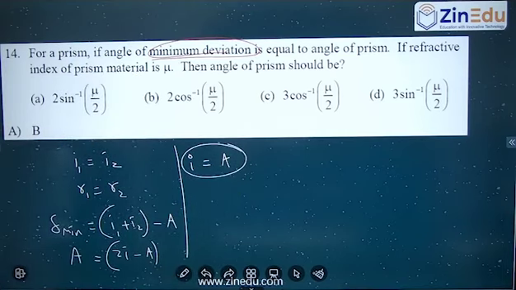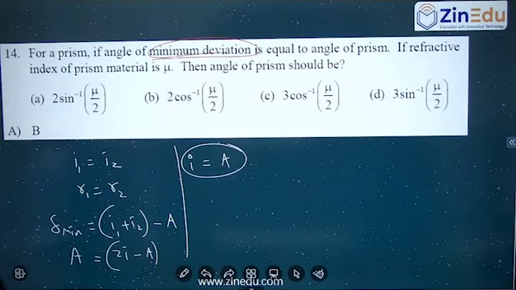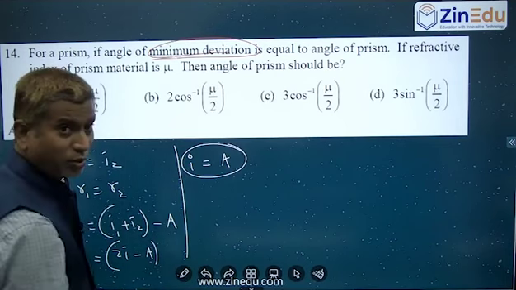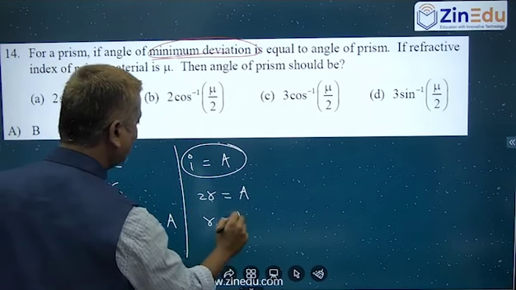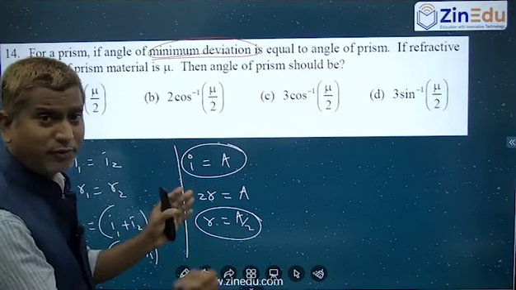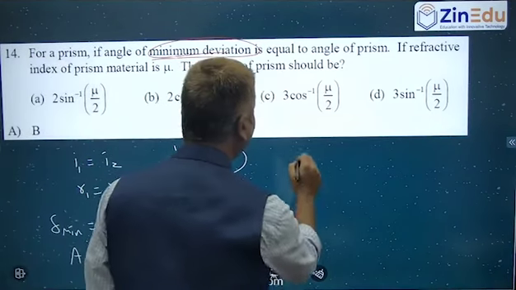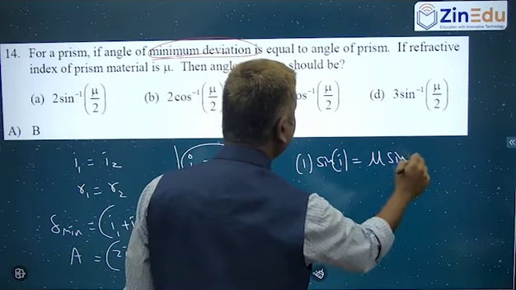I is also equal to A, right? Then what about r? Because they are asking the angle of prism A value in terms of mu, fine. So r, and you know that r1 plus r2 is equal to A, so 2r is equal to A, so r is equal to A by 2. Then use Snell's law at first refraction. So 1 into sin i is equal to mu into sin r.